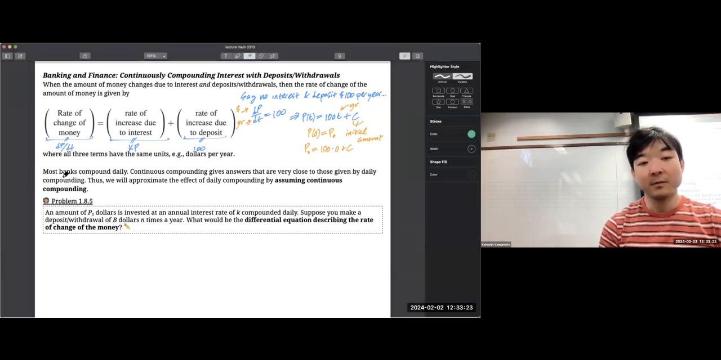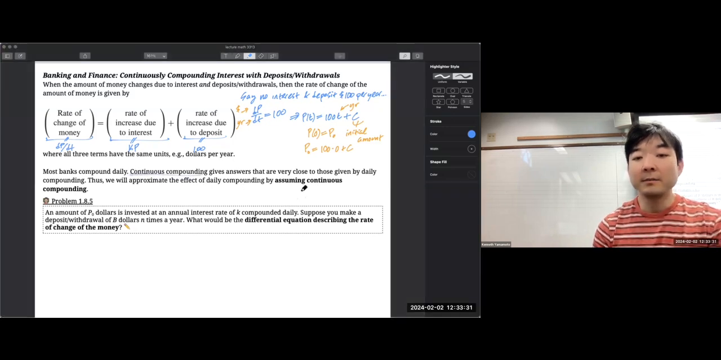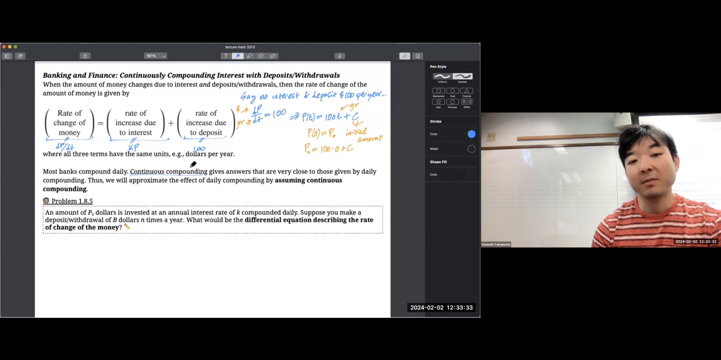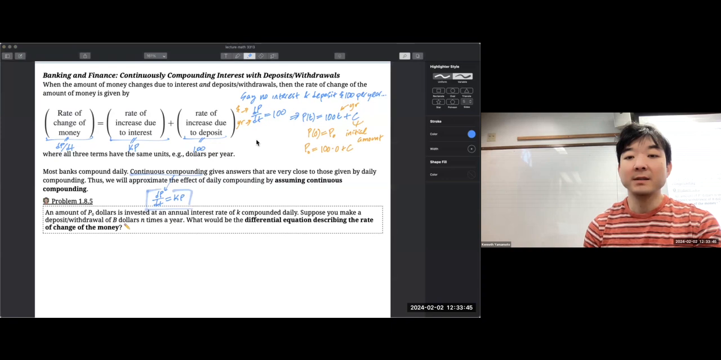Most banks compound daily, so continuous compounding is not exactly what they do, but it's going to be a good approximation for daily compounding. If you just had continuous compounding, we know from before that this model is given by this. But if you have additional deposits being made, then you're going to have an additional term right here.